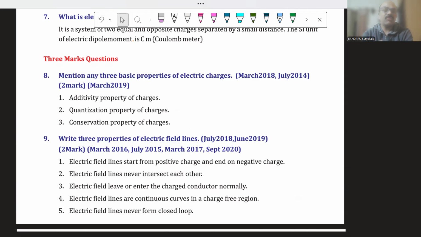You can write any 3 properties, but I mentioned 5 properties here. If they ask for 5 marks, it is useful to write any 5; if they ask only 3, write any 3, otherwise write all 5. That is left to you. Electric field lines start from the positive charge and end on the negative charge. Electric field lines never intersect each other. Electric field lines leave or enter a charged conductor normally, and they are continuous curves in a charge-free region. Electric field lines never form closed loops.